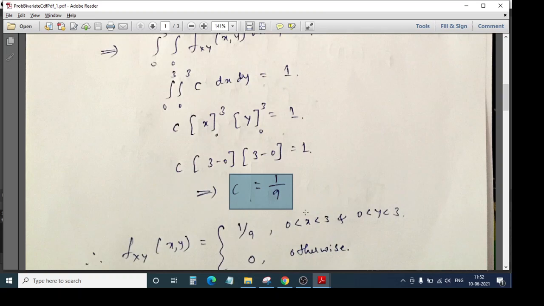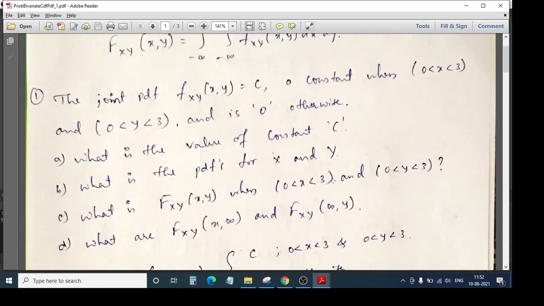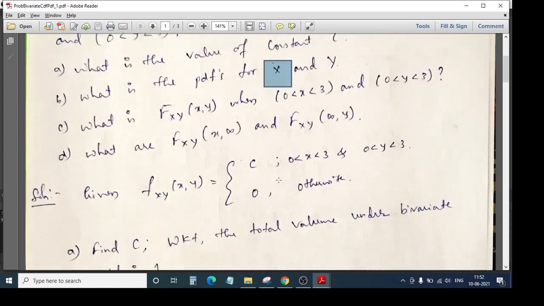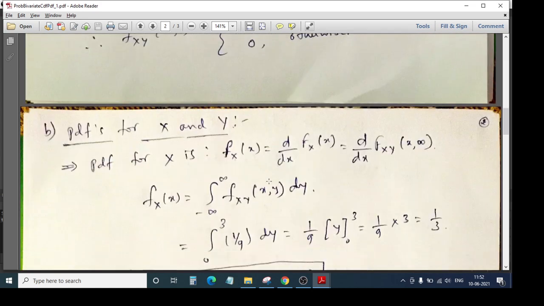Only in this range, that is when x is between 0 to 3 and y is between 0 to 3. So we have found the first answer, which is finding the value of the constant c. So this is done. Next question he has asked is, what are the PDFs for x and y? So we'll go ahead and try to do it.